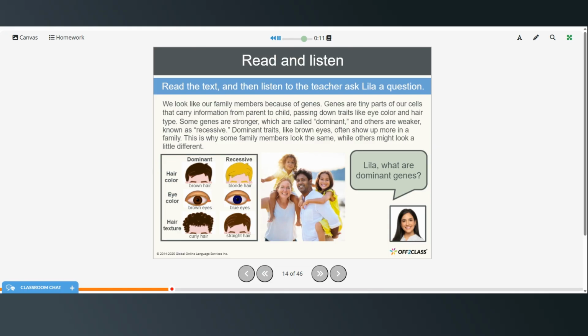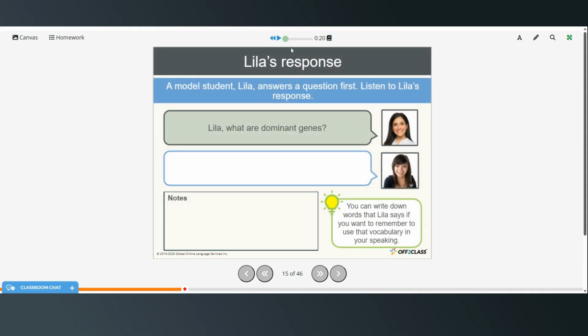Now listen to the teacher ask Leela a question. Leela, what are dominant genes? Give one example. Now listen to how Leela answers the question. Dominant genes are stronger genes like brown eye color. If one of your parents has brown eyes, then you probably will have brown eyes too.